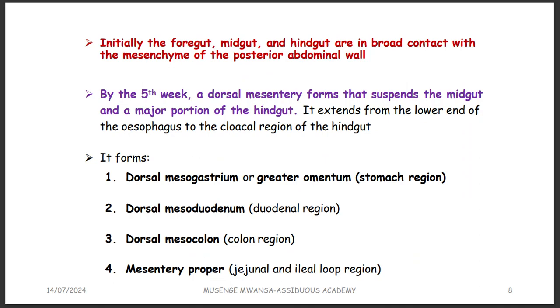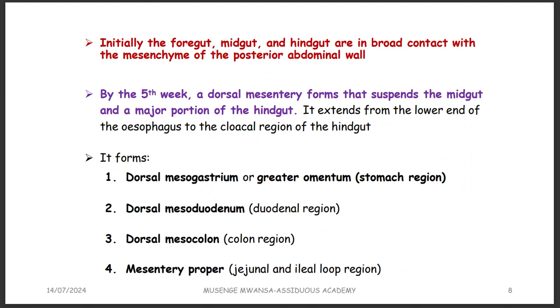Is that okay? So you're having the formation of the dorsal mesentery. The dorsal mesentery, what is it doing? It is basically holding the midgut and the hindgut close so that they don't fall like that. And the dorsal mesentery starts from the lower end of the esophagus to the cloacal region of the hindgut.